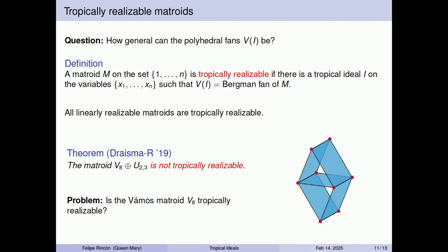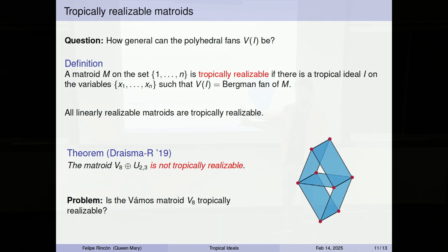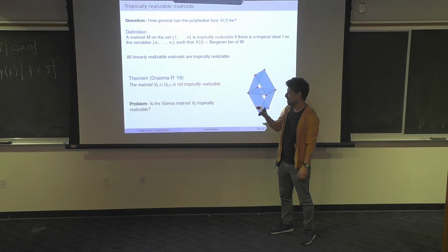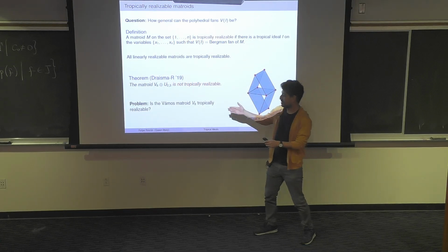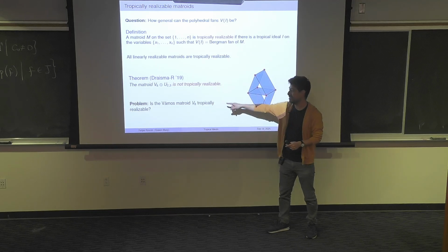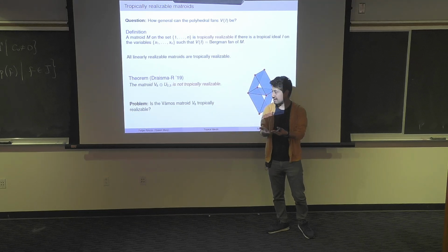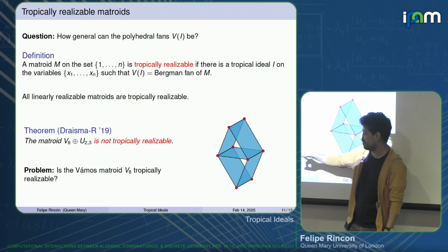You guys like computations a lot, so there's a computational component to this workshop, and I think this is a question that we're in a position to attack computationally. Let me spend 30 seconds saying what this would mean. The question is, can you have a tropical ideal on 8 variables?